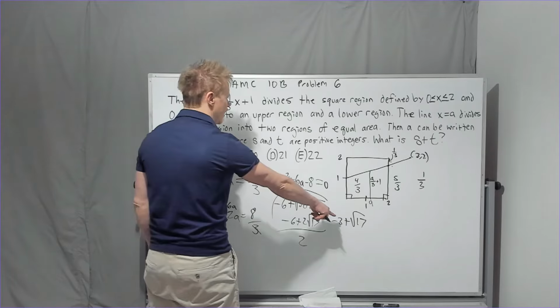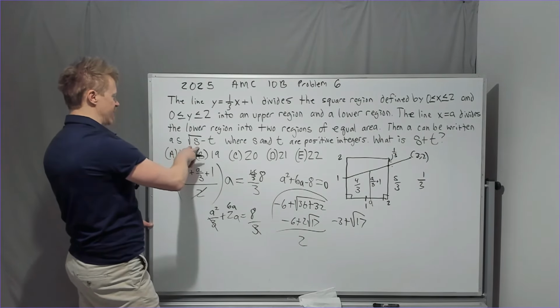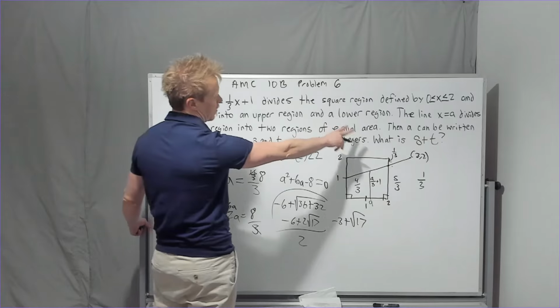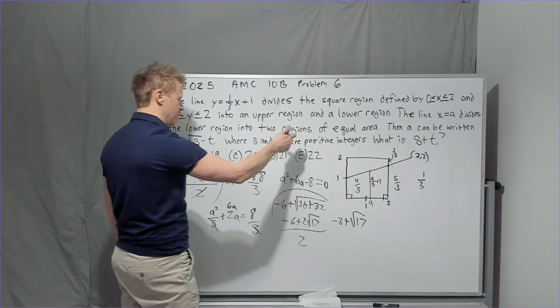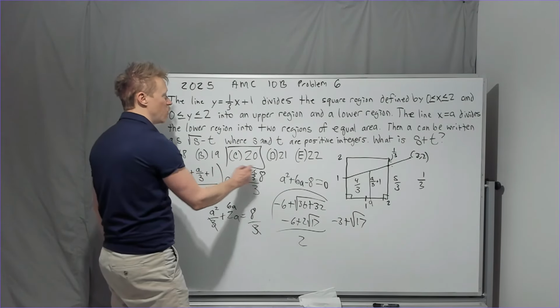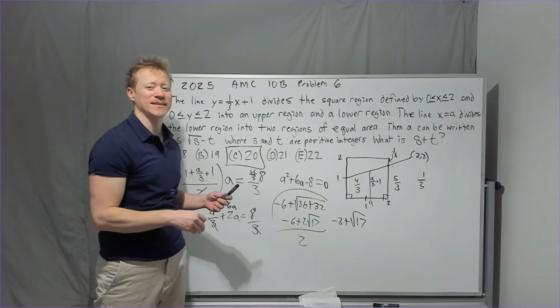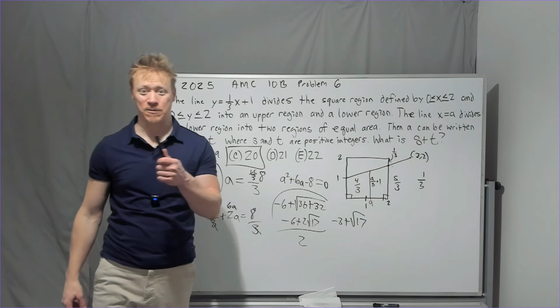So now look at this and we compare it to this. As root 17 minus 3, s and t are positive integers. 17 plus 3 is going to get us 20. And that's C. I wonder how many C's in a row we're about to get. We'll find out shortly. Let's get to problem 7.